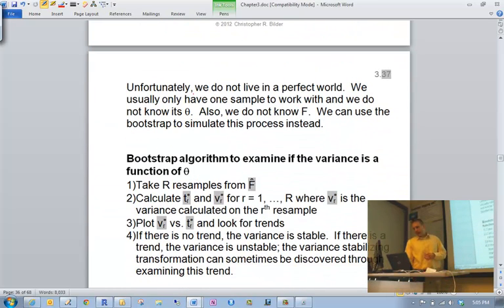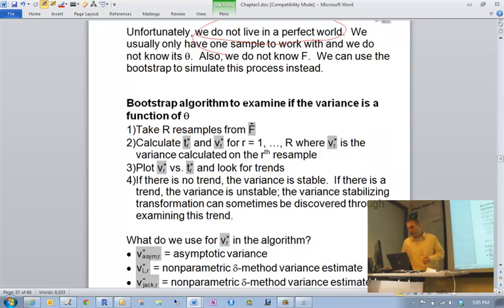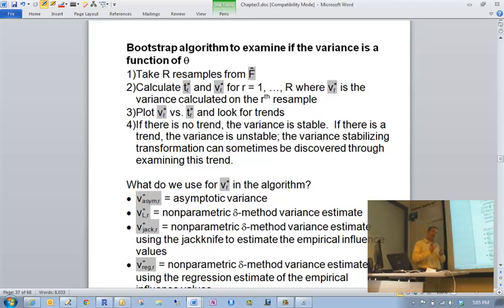So, of course, we don't live in a perfect world. We only have one sample to work with. We don't know what theta is, so what can we do? This is where the bootstrap comes to the rescue. So what we can do is kind of emulate, and this is kind of the theme of what we've done a lot throughout the semester, emulate what we would like to do by taking resamples.